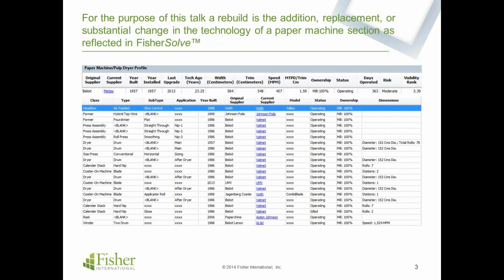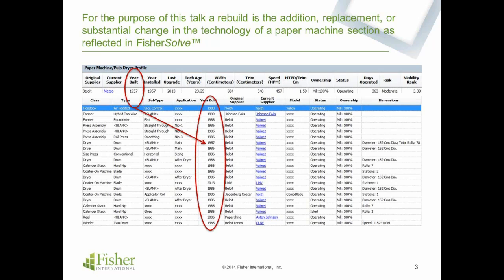Now, the screenshot is from FisherSolve, and this gives you an idea of how we track rebuilds in FisherSolve. You'll see that this particular paper machine was built in 1957. And for each section of the paper machine, we also have a year built for that section. So here you see that this particular dryer section has the same year built as the installation. So what we know then is that this dryer section has never been rebuilt on this paper machine, its original equipment.